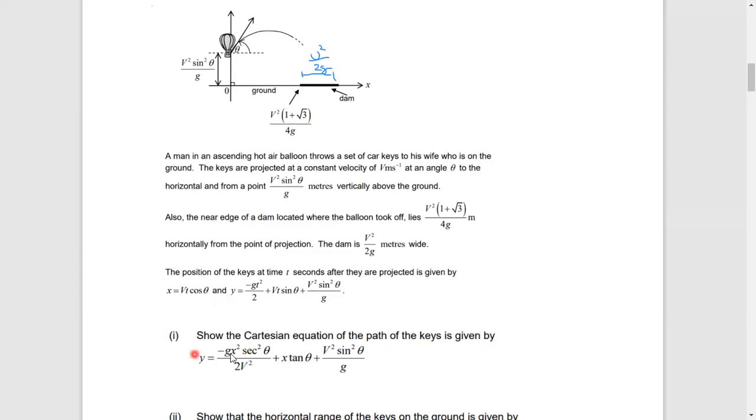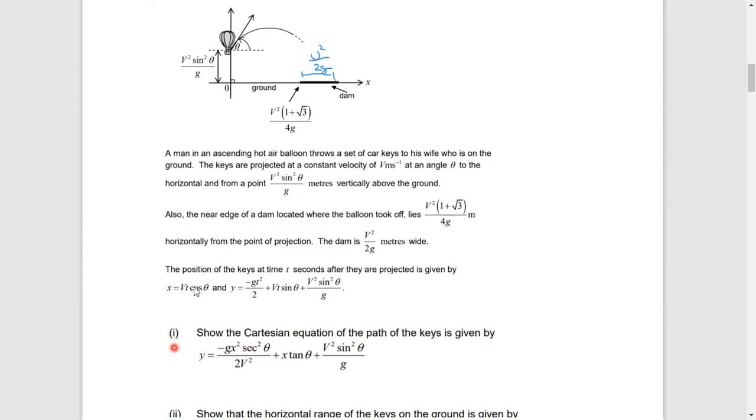Well, firstly, calculate the Cartesian equation. Well, that should be pretty clear. I don't think you need help with doing that question, do you? That's pretty standard. It's just that you're going to need to sub in 0 and h, and h is v squared sine squared theta over g. Part 1 is okay, I assume? Yeah. All right, so we'll skip part 1.